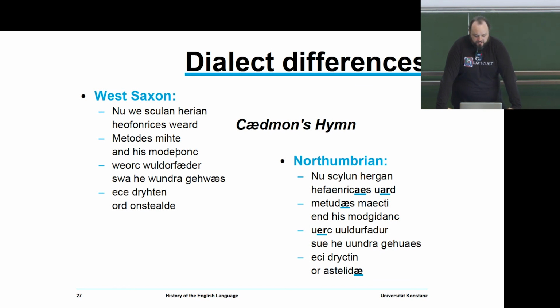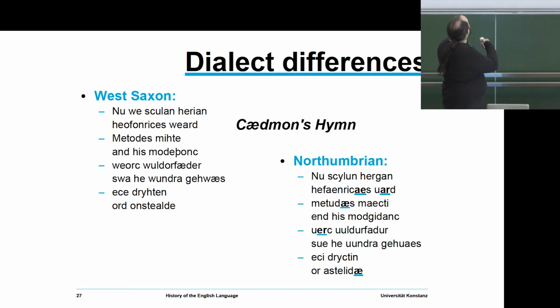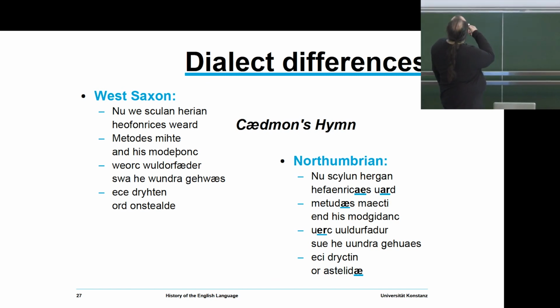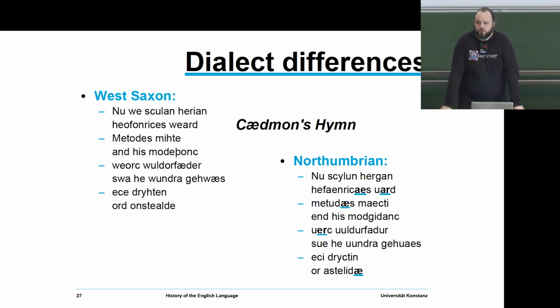So Northumbrian doesn't seem to do it. Similarly, further down, we have the word weorc here, and down here we have werk. And this suggests that Northumbrian doesn't undergo breaking in all of the same environments that West Saxon does. There could actually be another explanation, which is that the Northumbrian version is so old that it doesn't reflect all of the changes that happened later. But it's probably easier to take it as a dialect criterion for now.